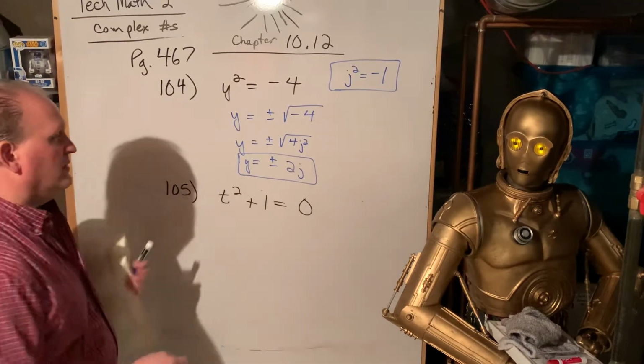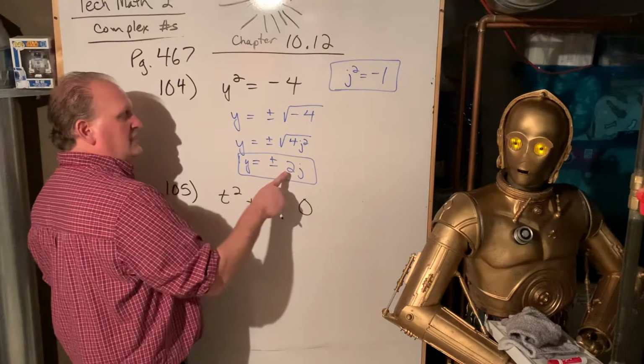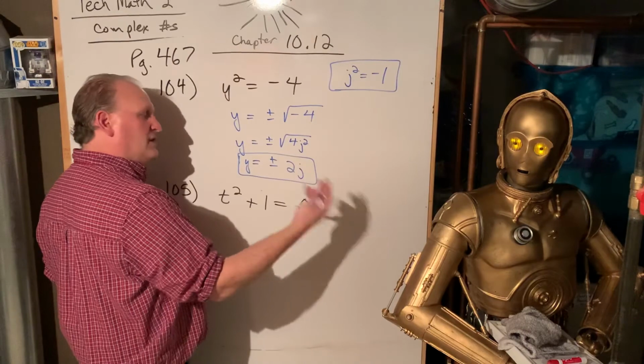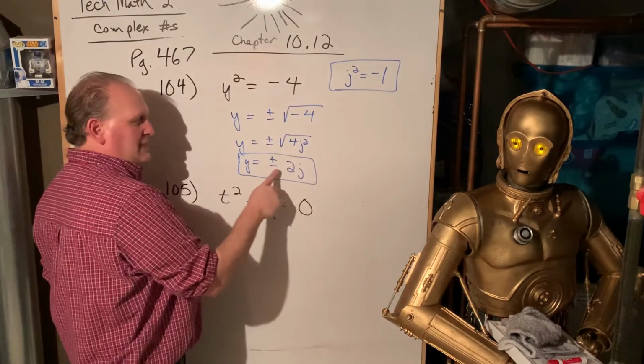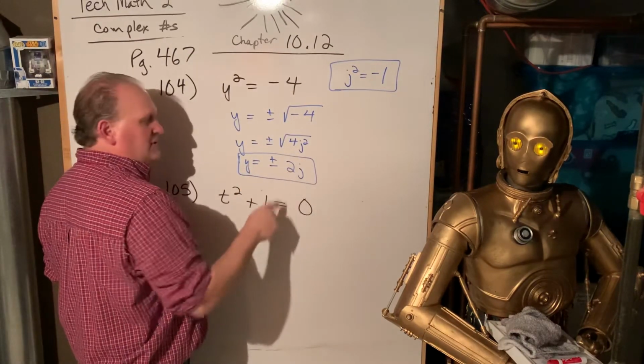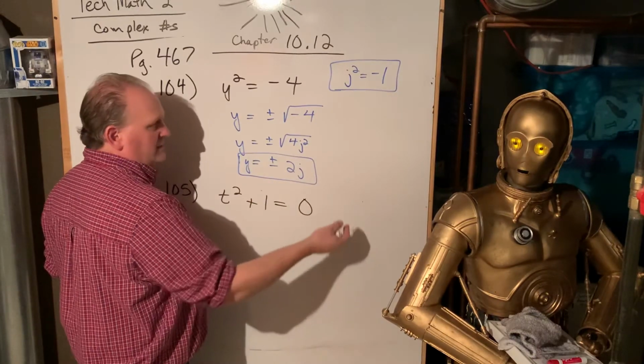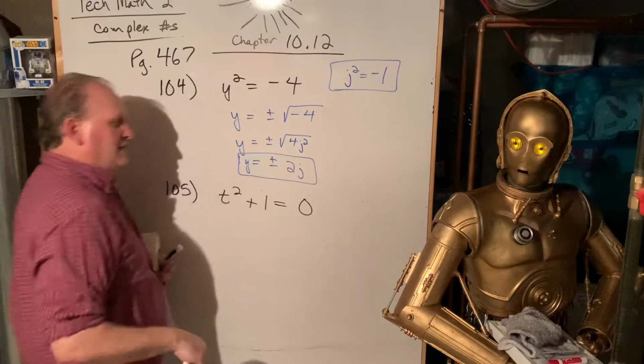And if we wanted to check that back, we could square it, and it would end up to be -4. If we took 2j times 2j, that's 4j squared, and then j squared is a -1, so -4. And if we take -2j times -2j, that's positive 4j squared, but then the j squared becomes a -1, so back to -4.